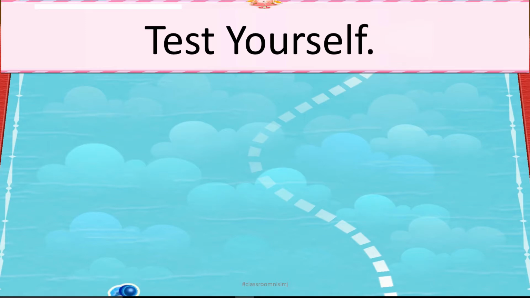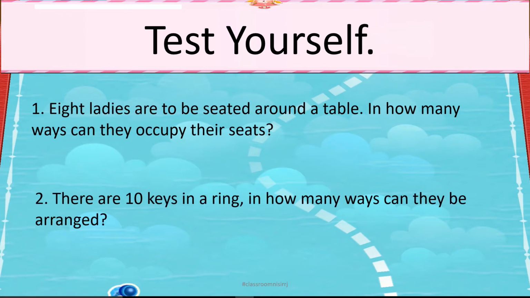So it's about time to test yourself. I prepared 2 problems in this exercise. I hope you can answer it all. Each problem will be given 10 seconds to answer. The timer starts now.